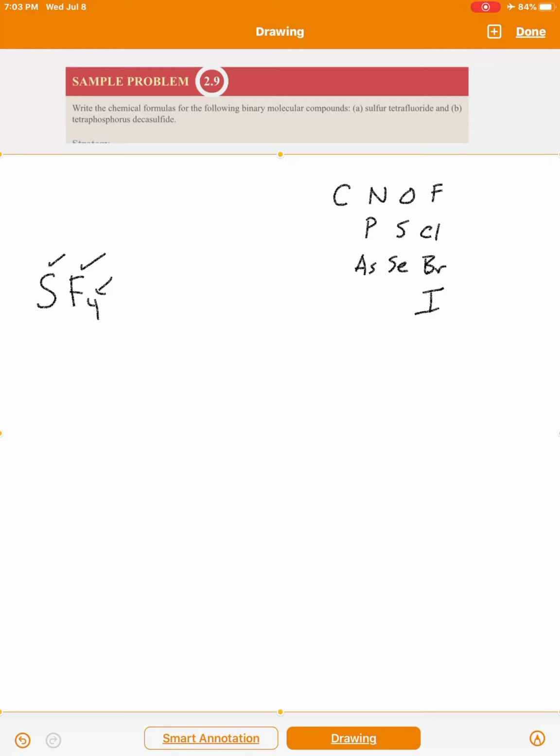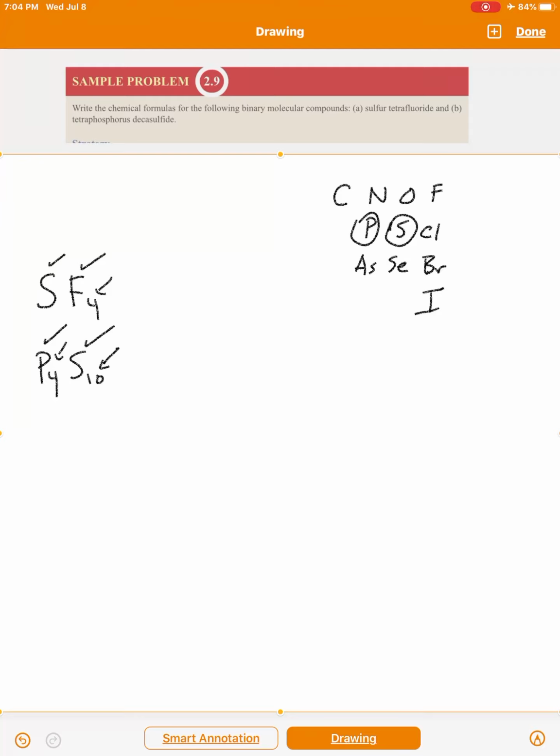Second one is tetraphosphorus. Okay, well, phosphorus is right here. Tetra is 4. So P4. Decasulfide. Okay, that's sulfur right here. Deca is 10. So S10. Tetraphosphorus decasulfide. And that's how the molecular compounds are named. Actually, they're a little more simple than the ionic compounds, particularly the ionic compounds with the transition metals where you have to use the Roman numerals.